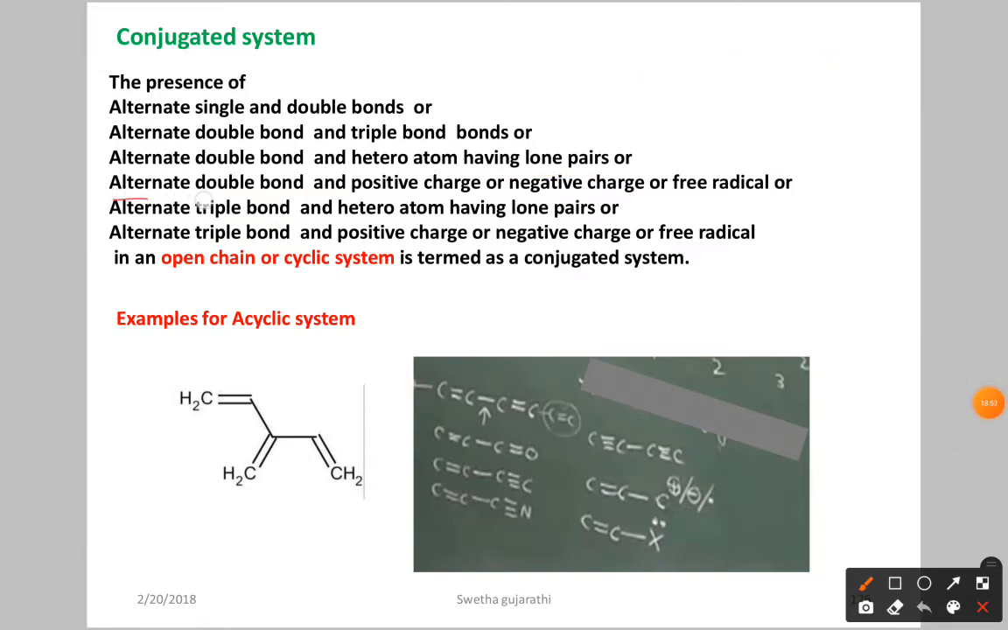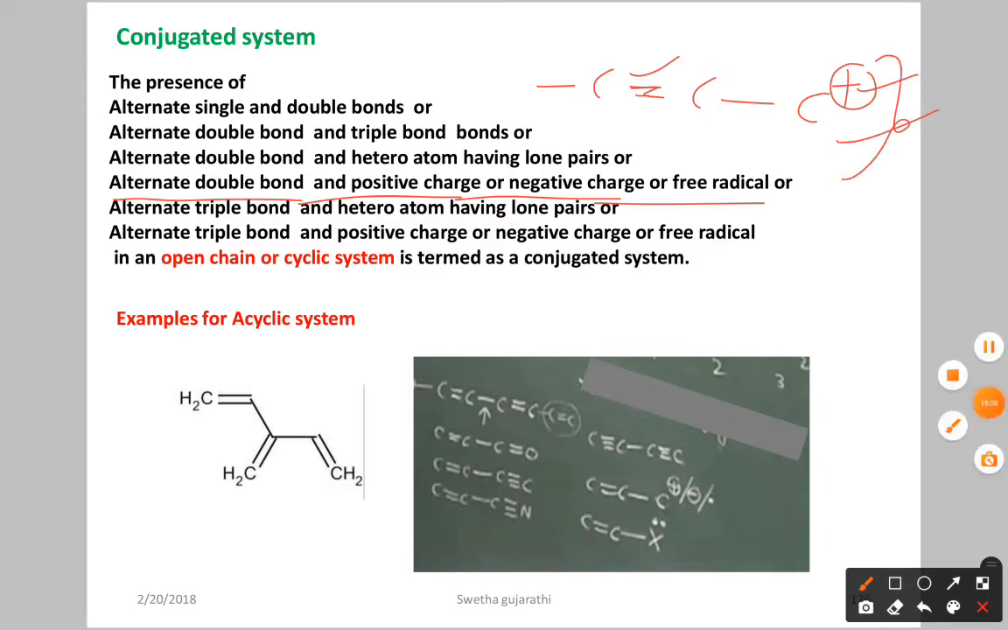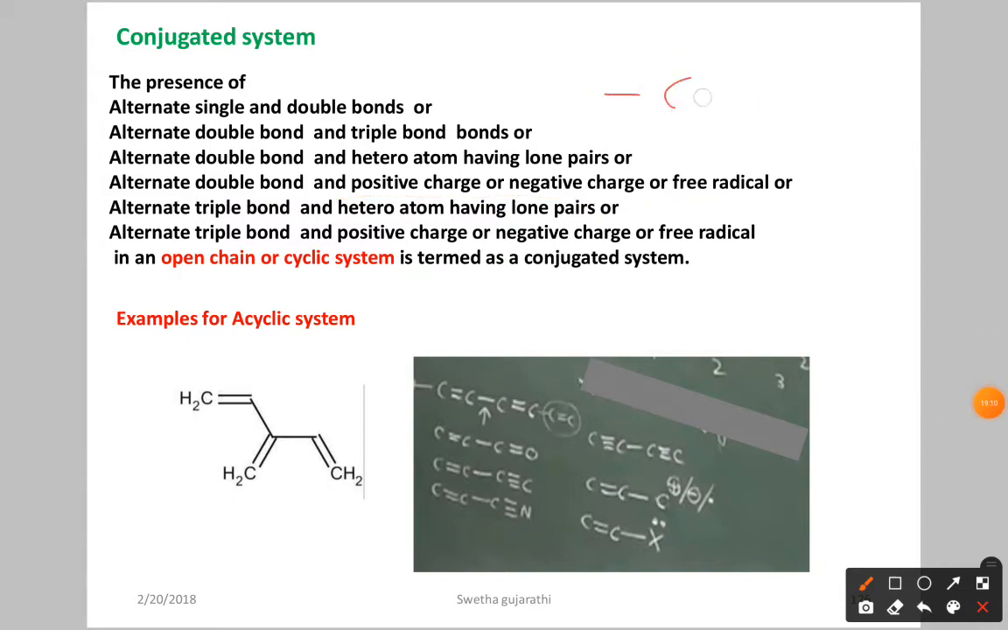Next: alternate double bond and positive charge, or negative charge, or free radical. Sometimes you may have it like this: a double bond and a positive charge. This also indicates we have conjugation. Sometimes we have a double bond and a negative charge. So alternate double bond and negative charge also indicates conjugation.